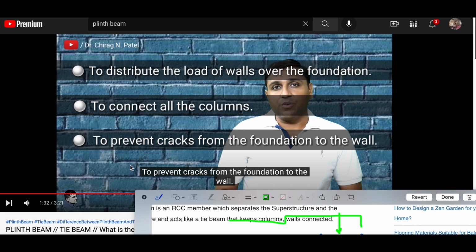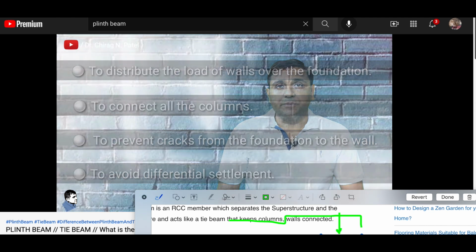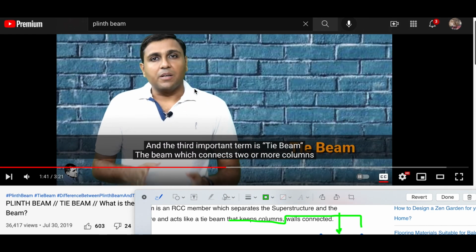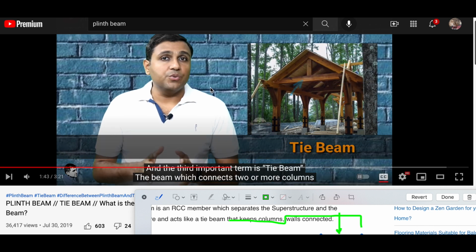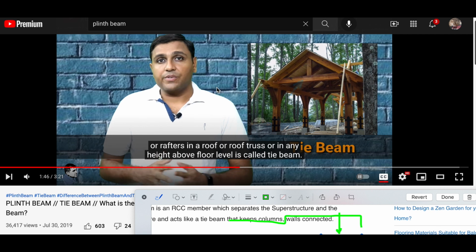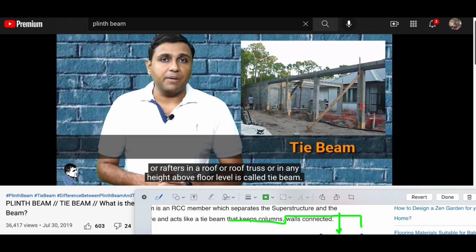As Dr. Patel says, to prevent cracks from foundation to the wall and to avoid differential settlement. And the third important term is tie beam. The beam which connects two or more columns or rafters in a roof or a roof truss, or at any height above floor level, is called the tie beam.